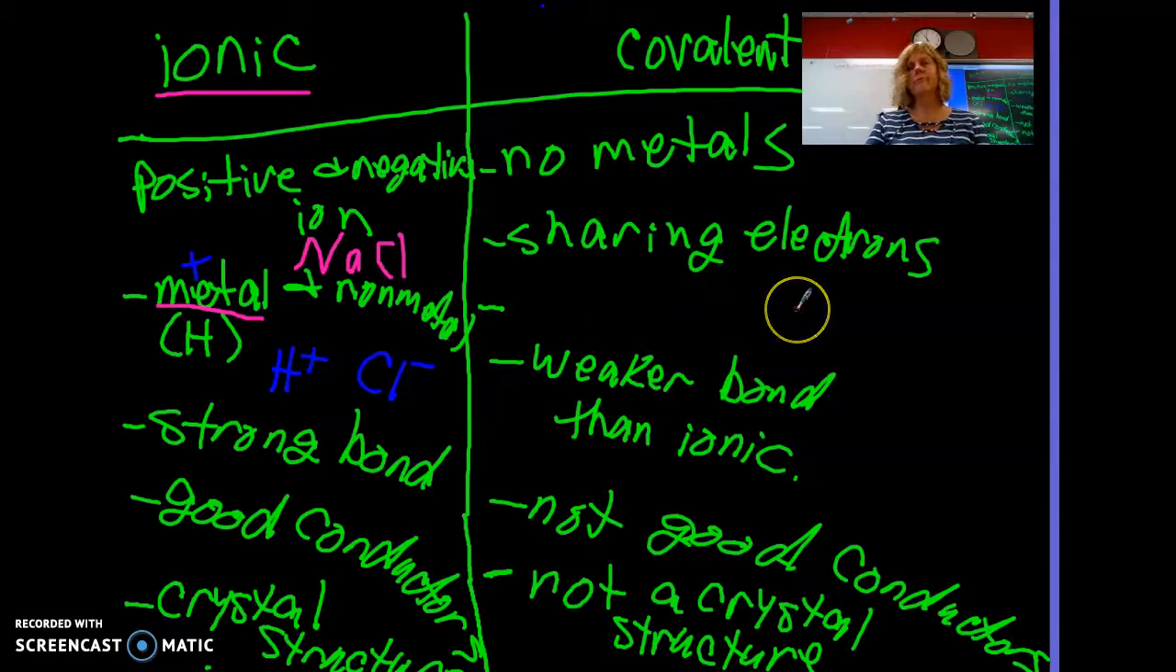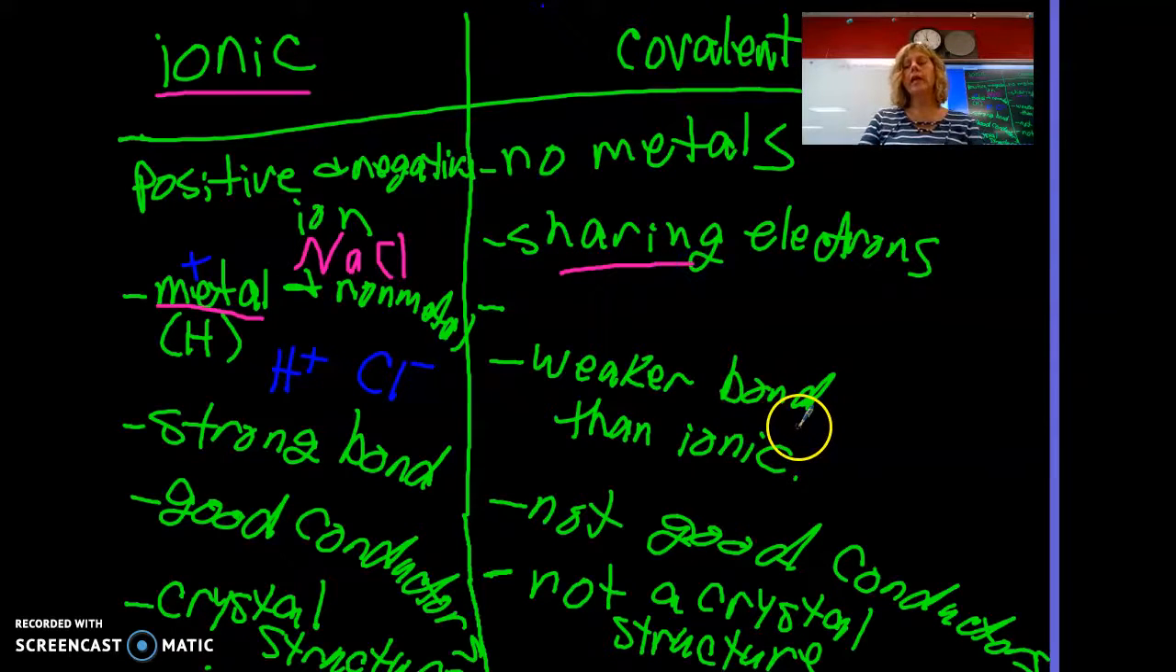Things like alcohols or sugar, which are covalently bonded, are not good conductors in water. Ionic compounds also form crystal structures. We talked about that too. Covalent compounds never contain metals. These are always about sharing those electrons.